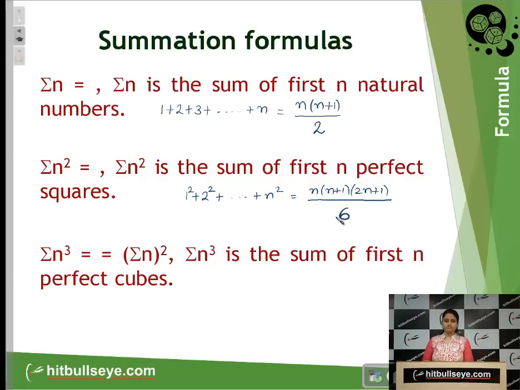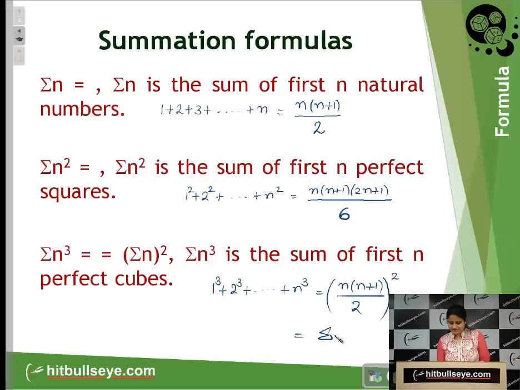There is one more important formula, sigma n cube, summation n cube. That is nothing but sum of first n perfect cubes. That is 1 cube, 2 cube, n cube, and the answer for this is n into n plus 1 divided by 2 its whole square. Sometimes we write this as sigma n whole square because sigma n is nothing but n into n plus 1 divided by 2. You should remember all these formulas.